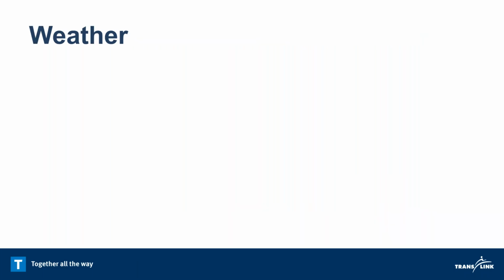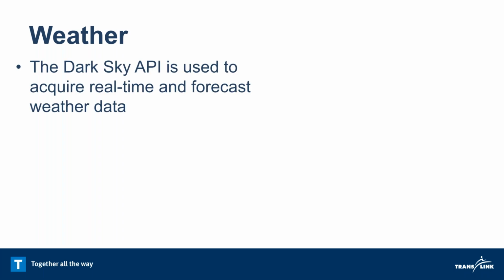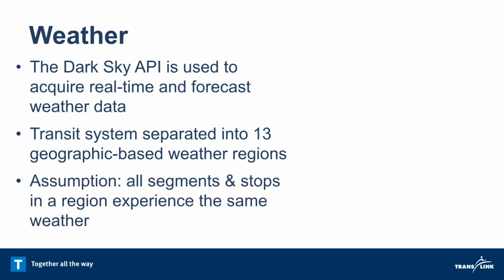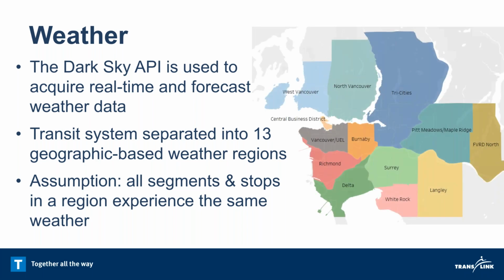Now, I mentioned we take the weather into consideration. For that, we use the Dark Sky API for real-time and forecast data. To simplify things, we divided the transit region into 13 geographic-based weather regions. For example, we'll assume all segments and stops in Richmond will experience the same weather. So this just speeds up the system a little bit more.